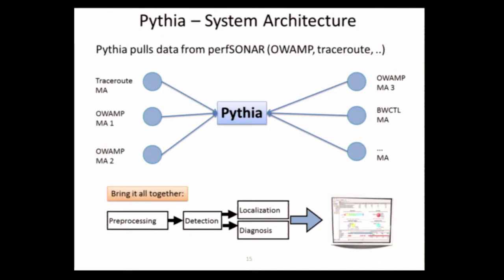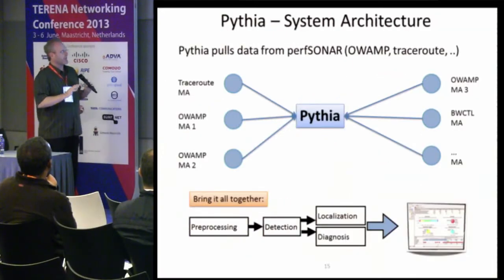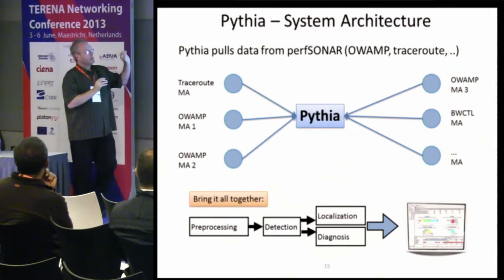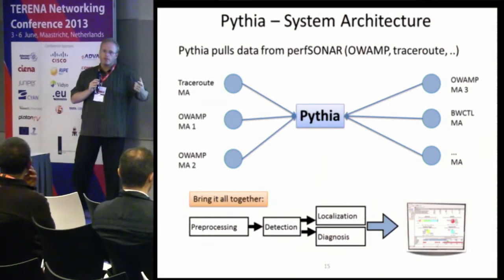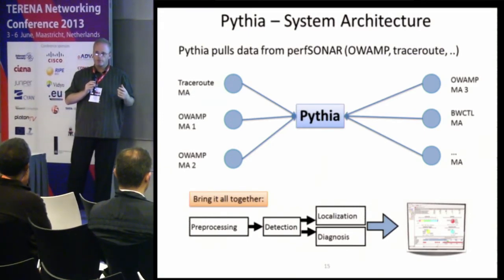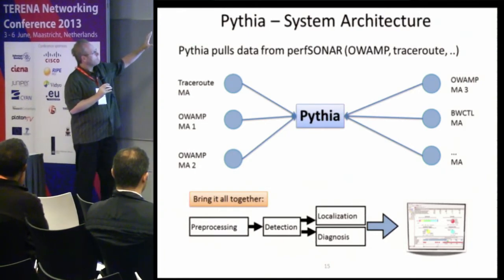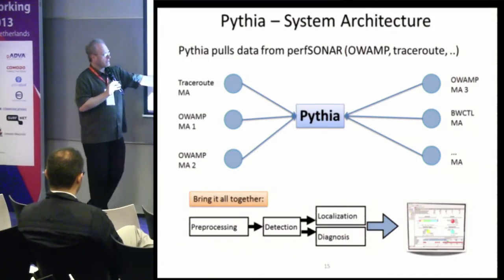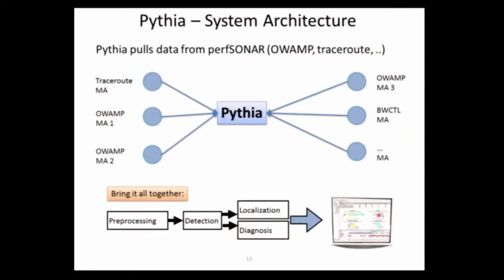So all that being said, just a review, I went over the goals and the architecture before, but Pythia then pulls all this data together, the one-way delays, the trace route, all the data that the perfSONAR boxes do anyway, brings them all in and does some pre-processing, runs the detection. As I said before, the localization and the diagnosis is actually done separately, and then we have the visualization at the end.